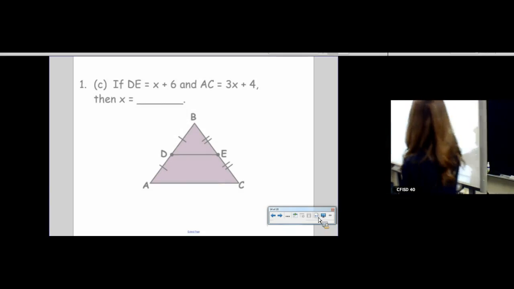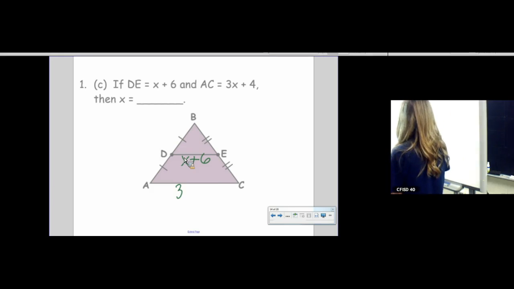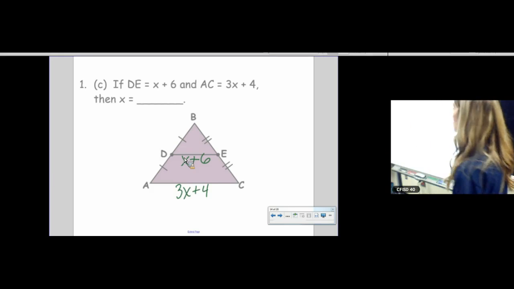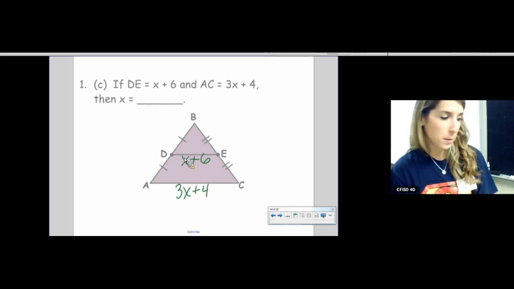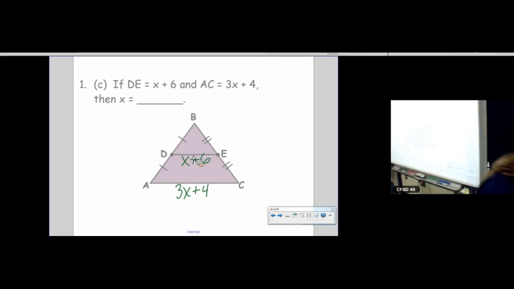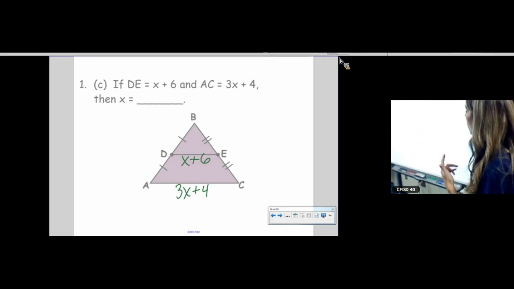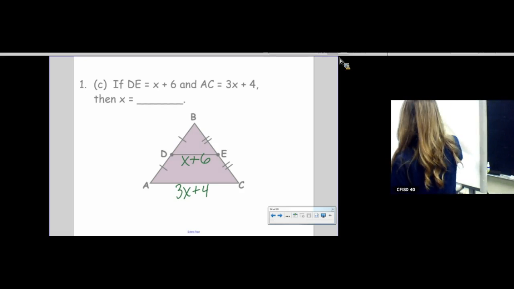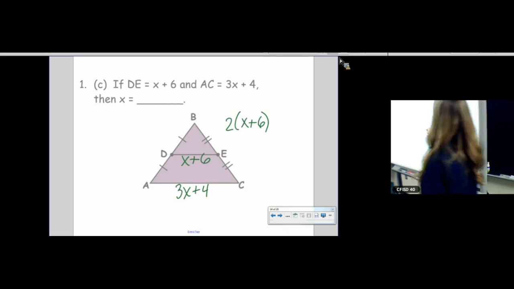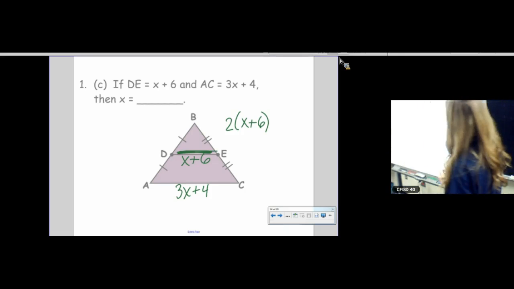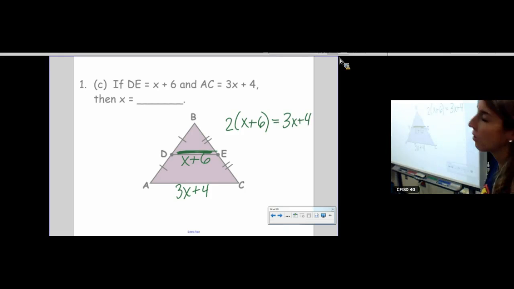If DE is x plus 6 and AC is 3x plus 4, then x equals, well, what we would not do is set those equal to each other, because we know by the midsegment theorem that the midsegment is half of the third side. So what I could do is double the midsegment. 2 of these will equal AC. So I could double the half to equal the whole.